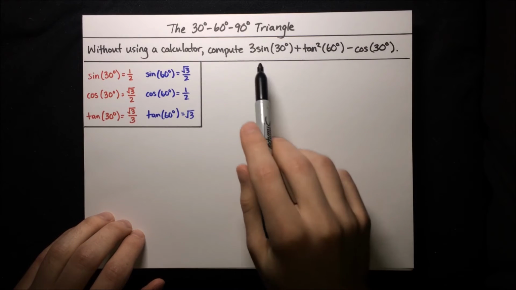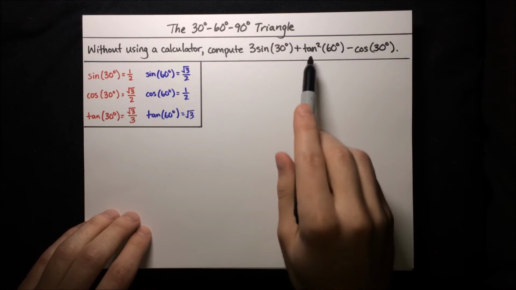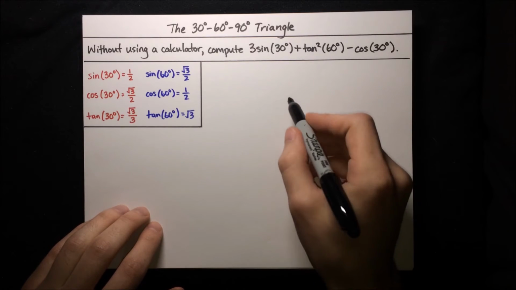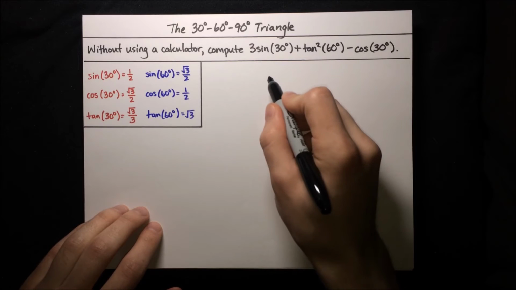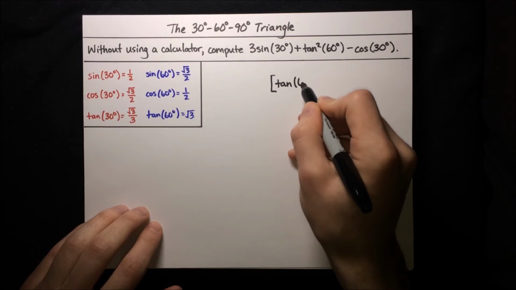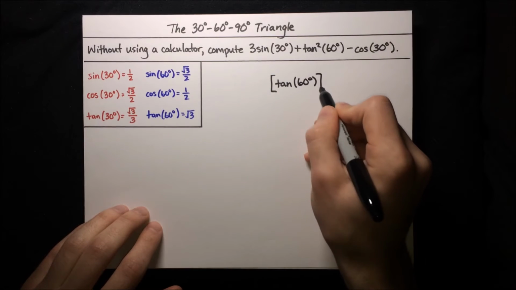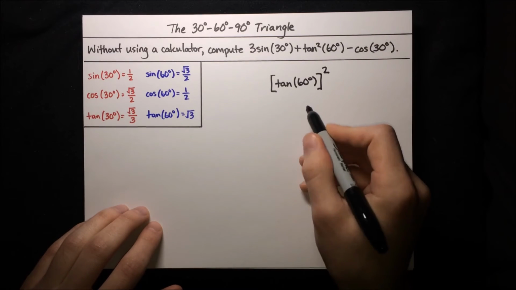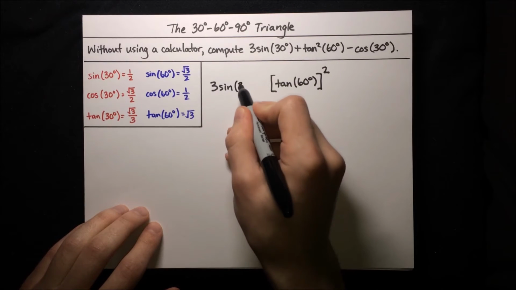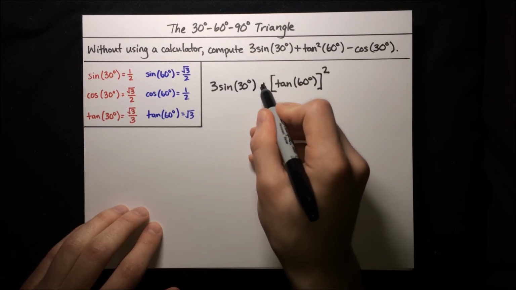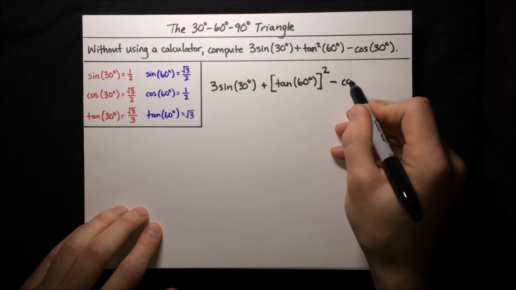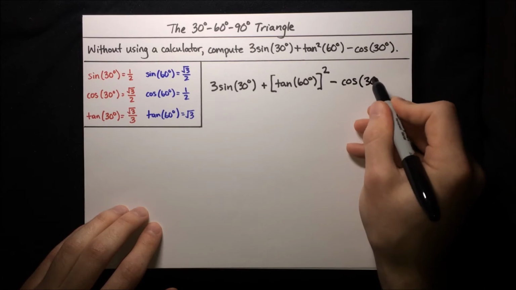We're just going to have to substitute these values that we already worked out into the expression. But first of all, let's go ahead and rewrite the expression more explicitly with that tangent squared. Remember, tangent squared just means the square of the tangent function. So that'll become tangent of 60 degrees, that whole quantity squared. And then in front we have 3 sine of 30 degrees, plus that tangent of 60 degrees quantity squared, and then minus cosine of 30 degrees.